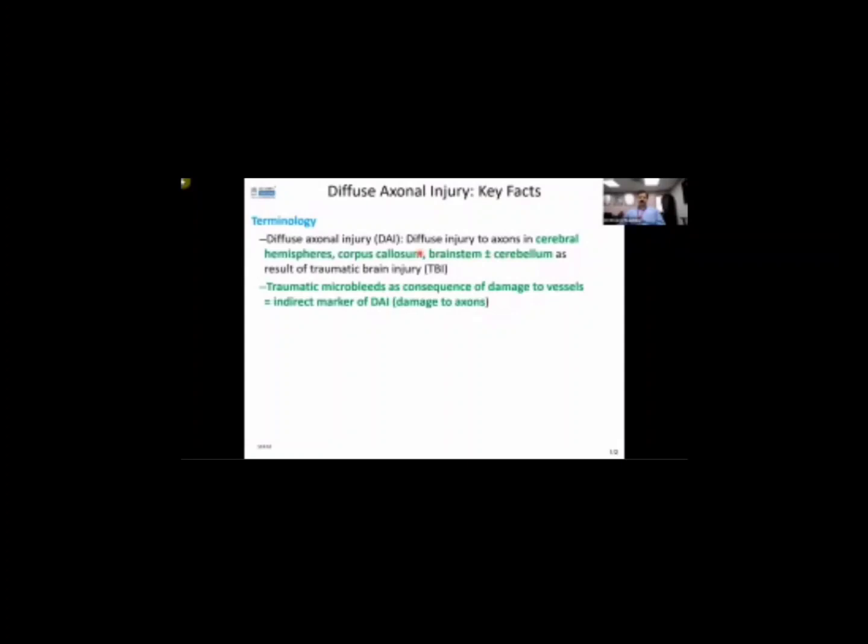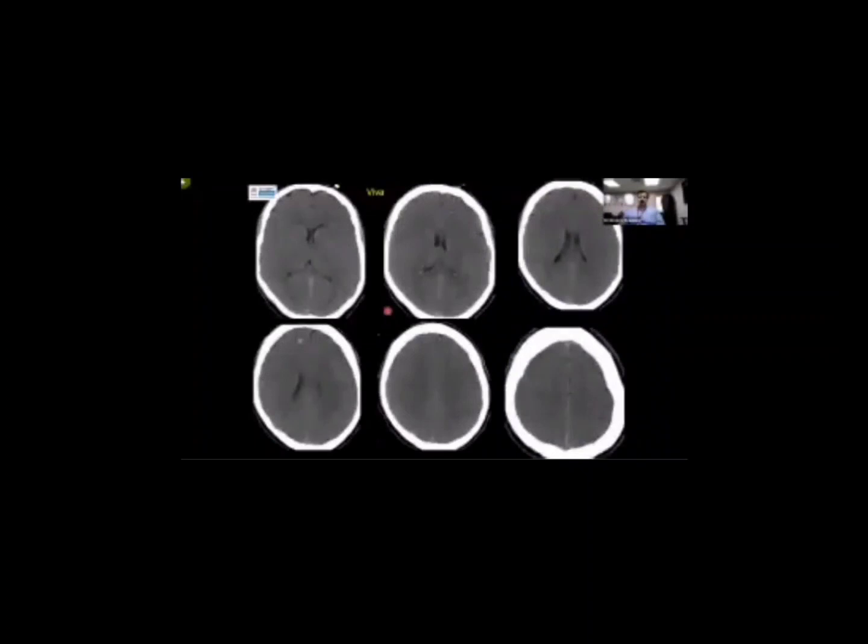Basically, diffuse axonal injury is a shearing injury. What you see on imaging is microbleeds. Microbleeds are actually a consequence of damage to the vessels, and this is an indirect marker of diffuse axonal injury. Usually these patients will have a not very bad looking CT scan, but clinically they might have a Glasgow coma score of 5 or 7. They will be bad.